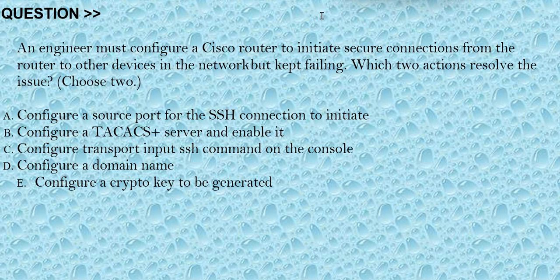Our next question is, the engineer must configure a Cisco router to initiate secure connections from the router to other devices in the network but keeps failing. Which two actions resolve the issue? Choose 2. The options are: option A, configure a source port of the SSH connection to initiate. Option B, configure the TACACS+ server and enable it. Option C, configure the transport input ssh command to console. Option D, configure a domain name. Option E, configure a crypto key to be generated.